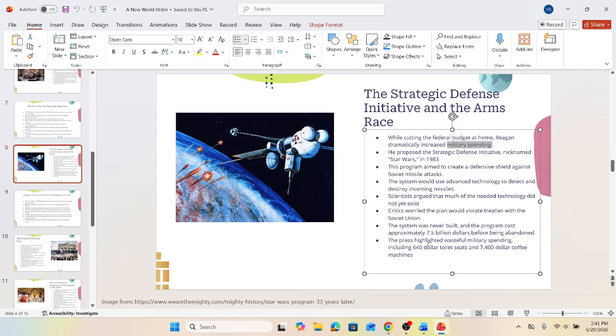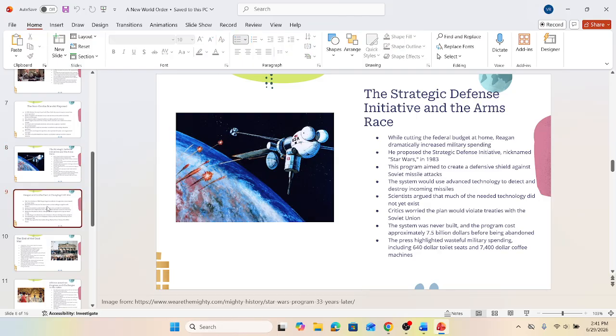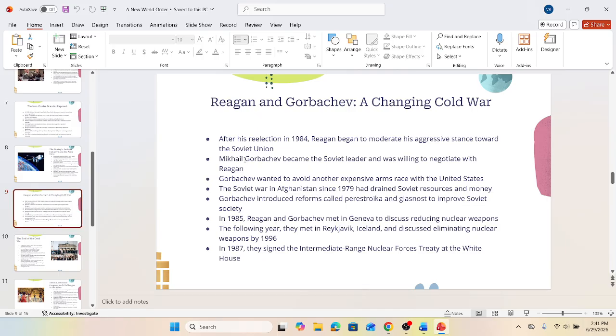And then the press highlighted wasteful military spending, including $640 toilet seats and $7,400 coffee machines. So kind of highlighting the quote-unquote military spending that wasn't military spending.